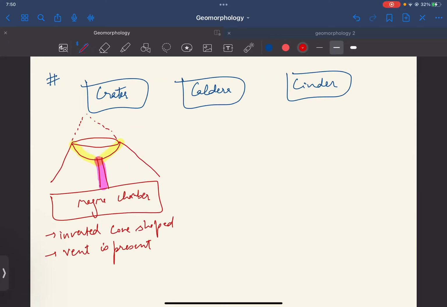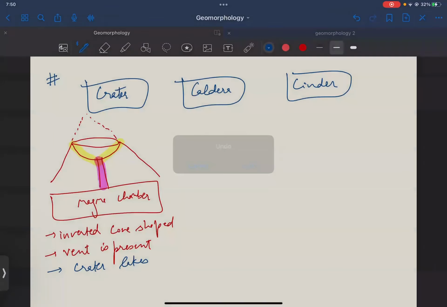Right? Sometimes what may happen, water may accumulate in this region and it will lead to formation of what? Crater lakes. Crater lakes may form if water gets accumulated in this region, in the crater. This is a simple crater, what you need to know about. Alright. Then another, what you need to know about cinder cones.